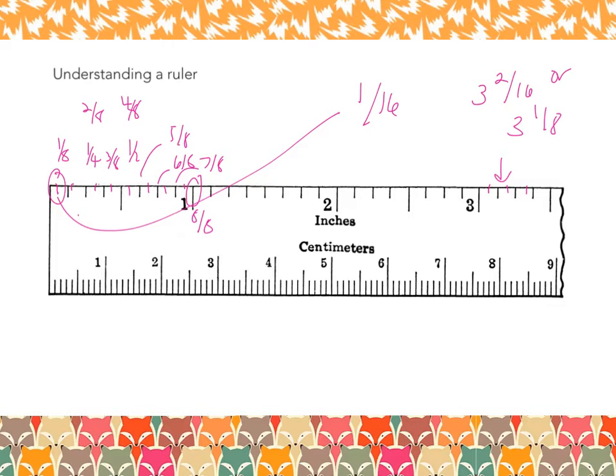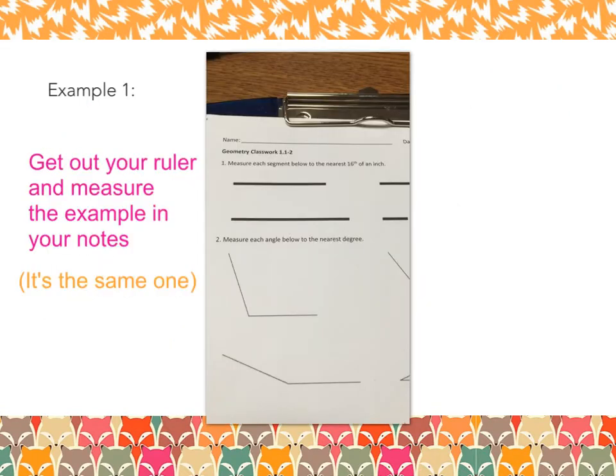So if I were to measure something that came to right here, oops, sorry, you can't see what I'm writing. All right, so if it was from here to here, I could just say, okay, well, that's going to be 2 centimeters. And then I could count over 2.1, 2, 3, 4, 5, 6, 7, 8. So that would be 2.8 centimeters. All right, to participate in this example in your notes, you will need to get out your ruler and measure along with me. I know it looks a little different on here from what you have, but it's the same example.